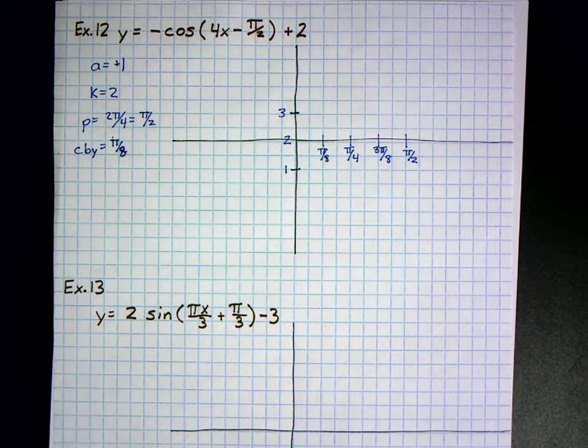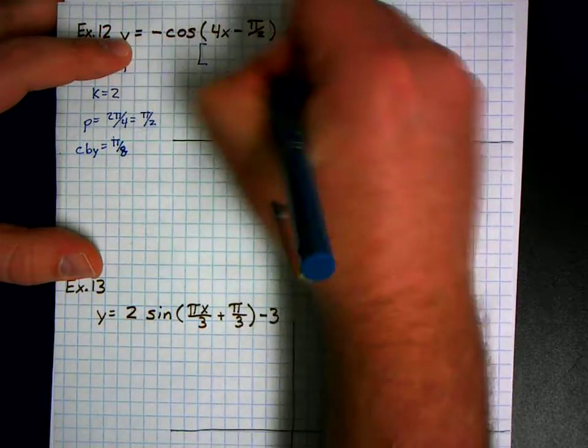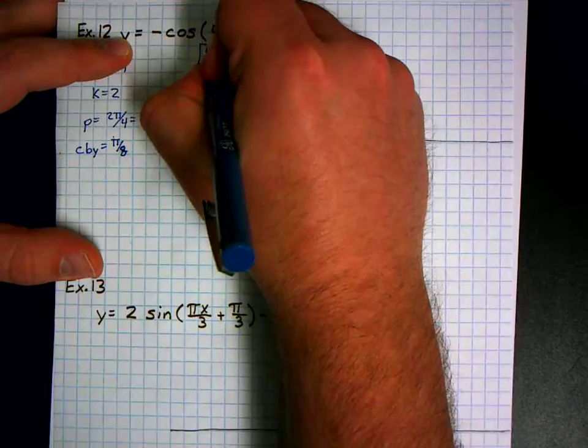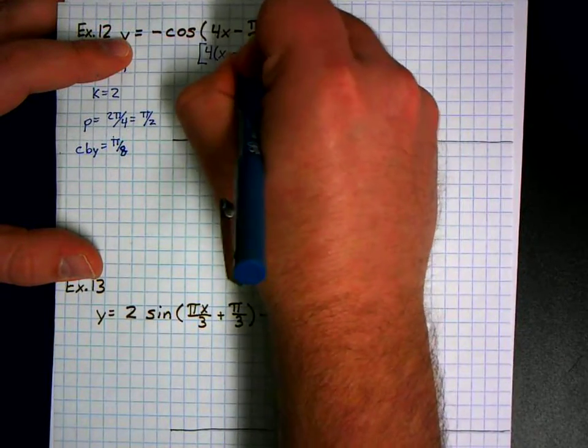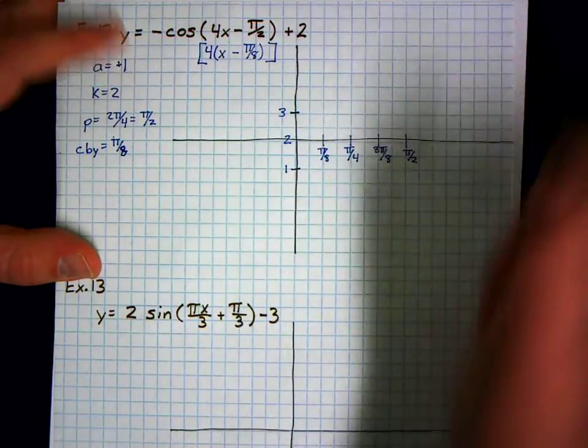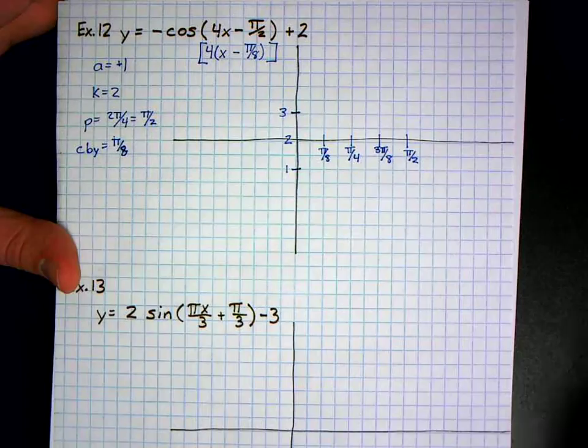Okay, let's see, my translation. If I take out the 4, so if I divide that by 4, I get pi over 8. So that means I'm going to take my graph and shift it over 1 mark. That makes it easy.